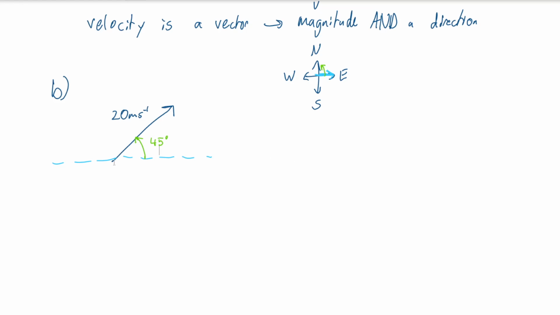Another way of describing this angle would be 45 degrees anti-clockwise from the horizontal. Right? There's a few ways you could describe this angle, but the best is with a diagram, which is why that was our first step, to draw the vector diagram.